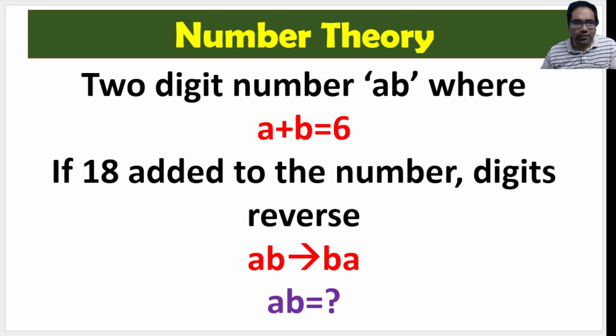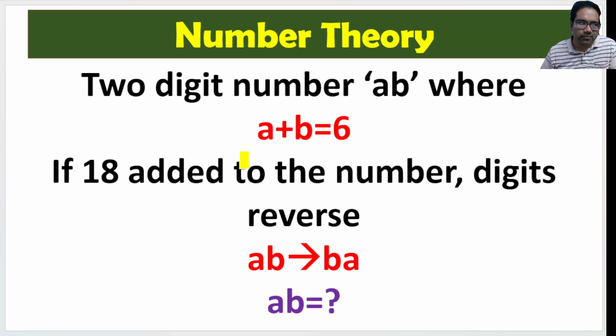If 18 is added to this number, the digits reverse. For example, if it is 15, it becomes 51. If it is 24, it becomes 42. Something like this. Right. Now it becomes reversed. Now what is this number AB?